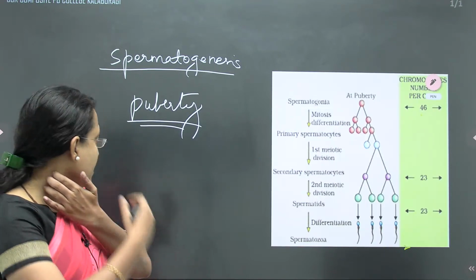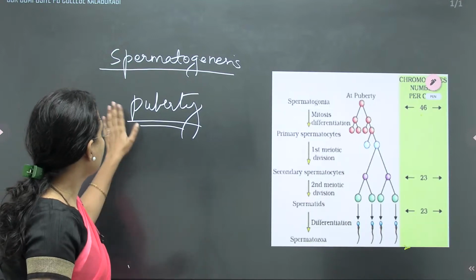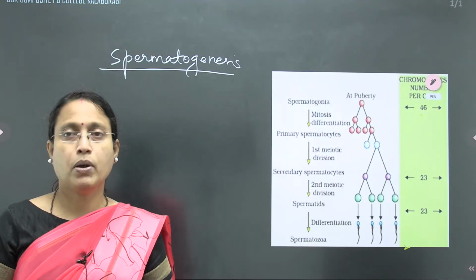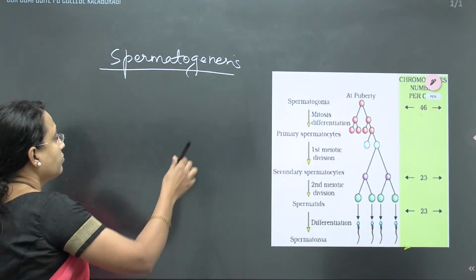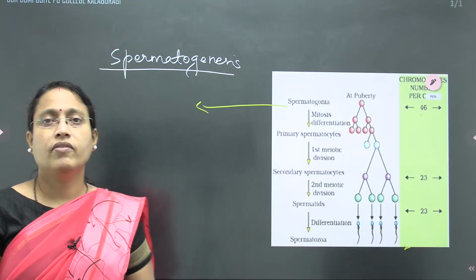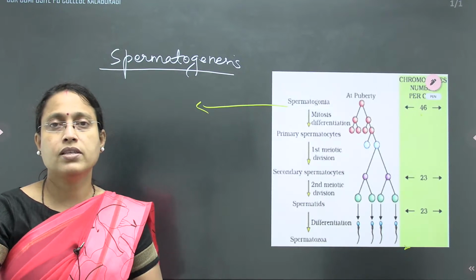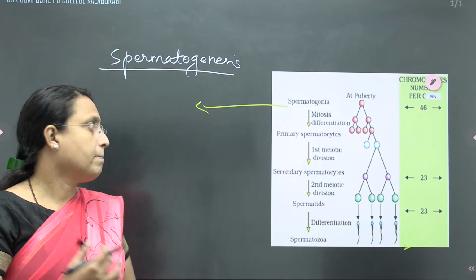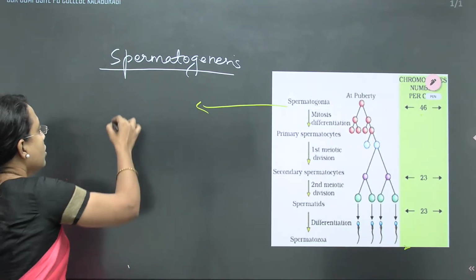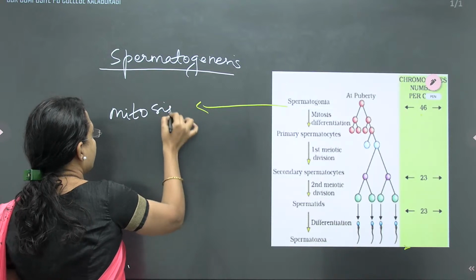However, to complete spermatogenesis, 74 days are taken. So, starting with the first cell, spermatogonia: it will not undergo meiosis directly. Before it could undergo meiosis, it is going to multiply, so it undergoes mitosis.